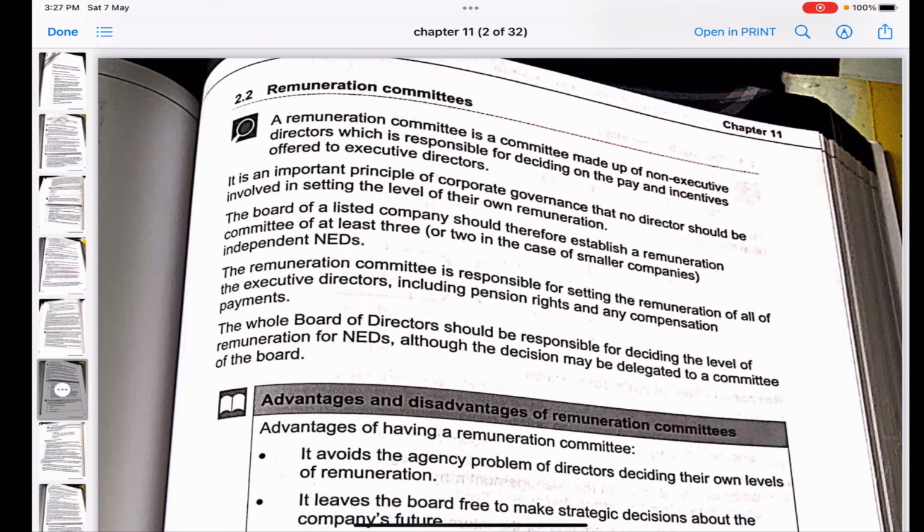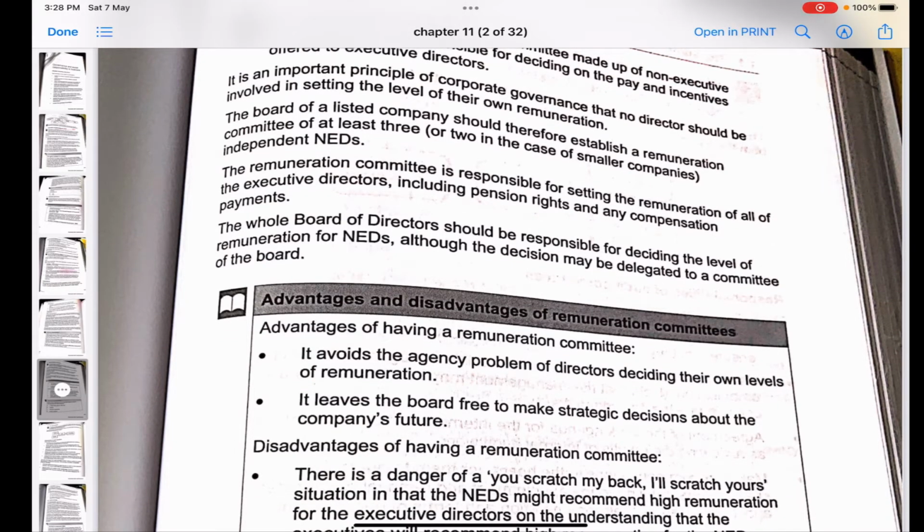Now we come to the Remuneration Committee. So what is a Remuneration Committee? Remuneration is the payment of the salary or a mode of pay which we have to pay to the directors, executive directors basically. So a Remuneration Committee is a committee made up of non-executive directors which is responsible for deciding on the pay and incentives offered to the executive directors. It is an important principle of corporate governance that no director should be involved in setting the level of their own remuneration. So, executive directors cannot themselves decide their pay or incentive.